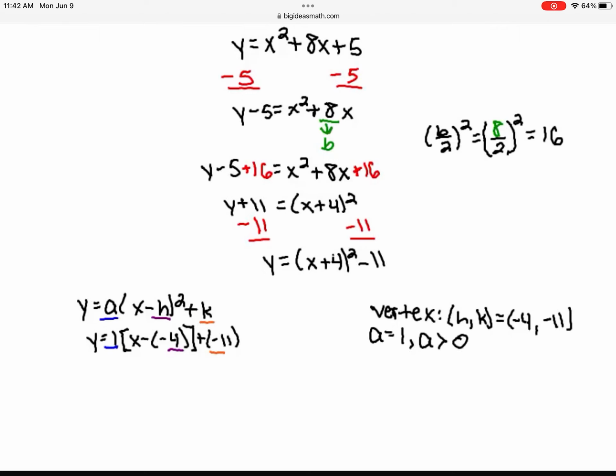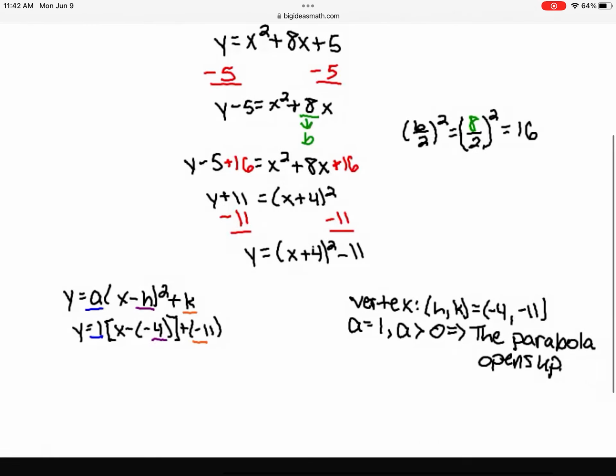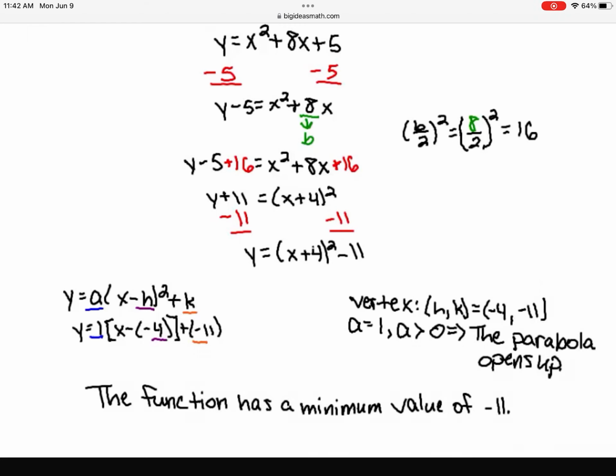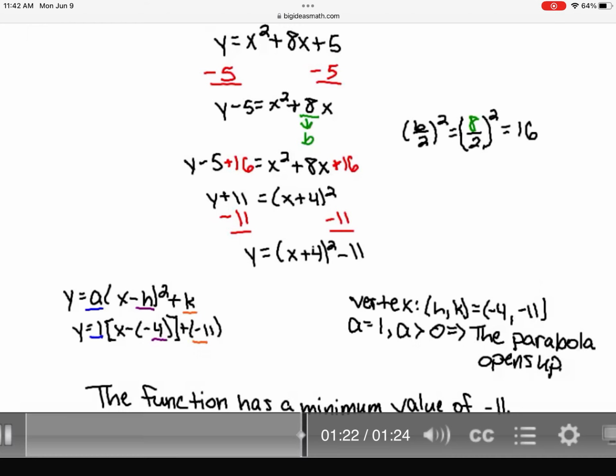Because a equals 1, a is greater than 0. And because a is positive, the parabola opens up, and the y-coordinate of the vertex is the minimum value. So the function has a minimum value of negative 11.